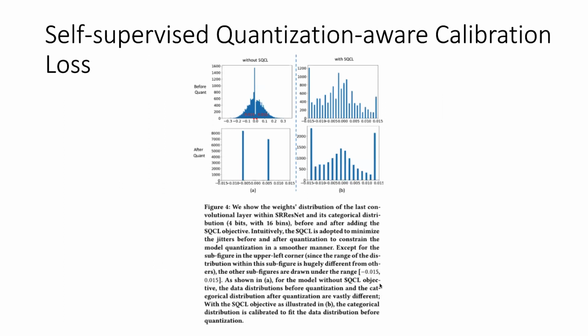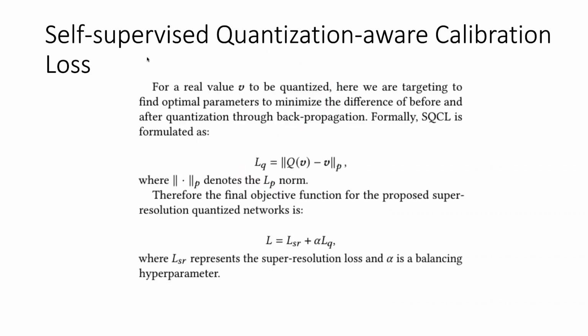The other observation we found is that some of the layers within our network, before and after quantization, have totally different ranges. For example, like this one, the range is from -0.3 to 0.3, but the other one is from -0.015 to 0.015. So the categorical distribution is totally different after quantization and before quantization. So what we did here, we proposed a self-supervised quantization-aware calibration loss for each of the real values to be quantized, to find optimum parameters to minimize the difference before and after quantization with backpropagation and gradient descent. So the SQCL objective is before and after quantization.